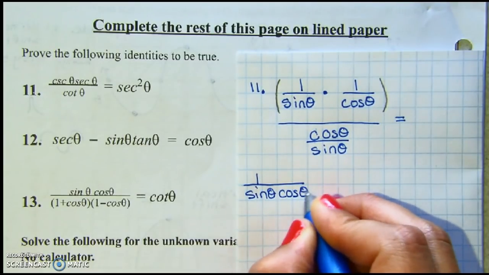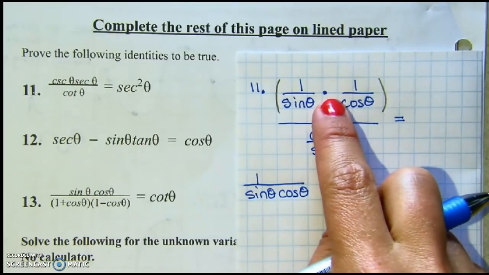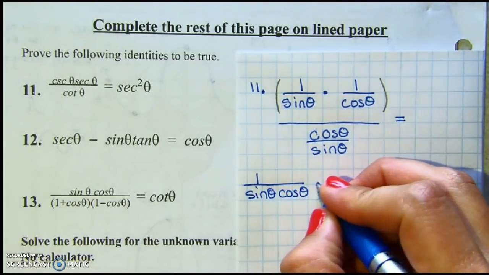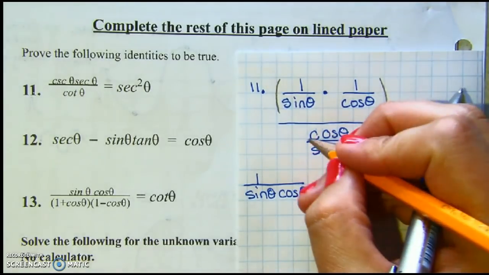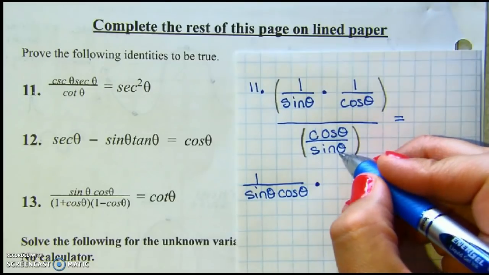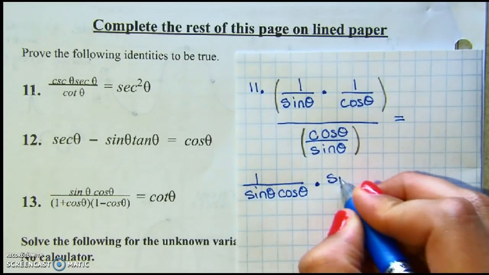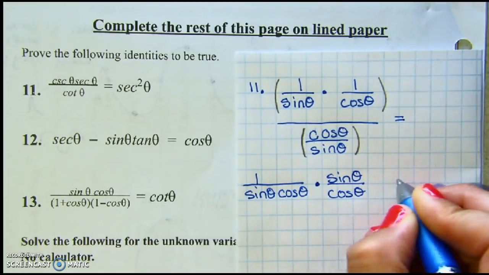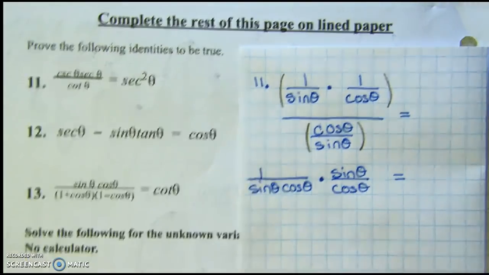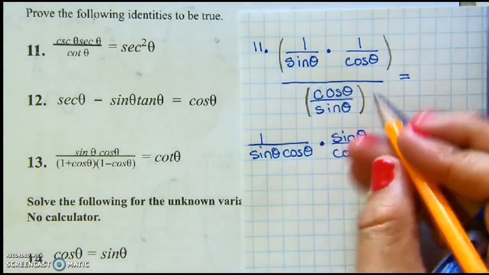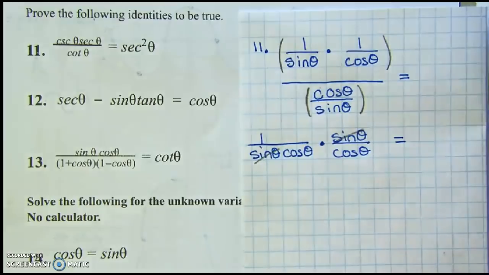So do you see how we had 2 fractions multiplied, and we wrote it as 1 fraction? And now we're going to multiply by the reciprocal of this denominator. So if this is cosine over sine, we're going to multiply by sine over cosine, like that. All right, what happens next? Do we have a sine divided by sine? Sine divided by sine cancels to a 1.